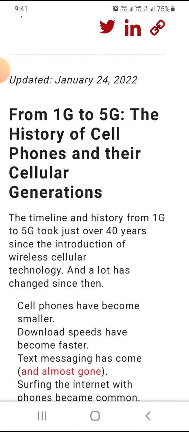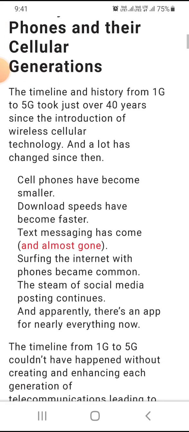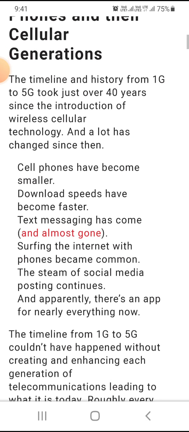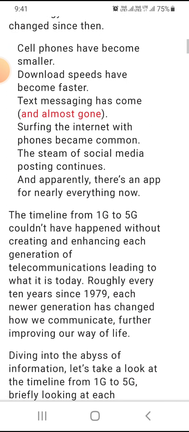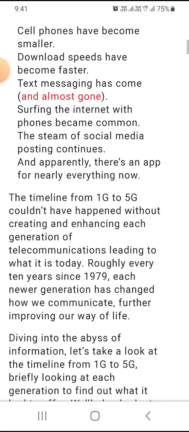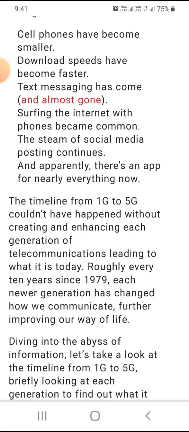Cell phones have become smaller and faster. Text messaging has almost gone. Surfing the internet with the phone has become common. The stream of social media posting continues, and apparently there is an app for nearly everything now.